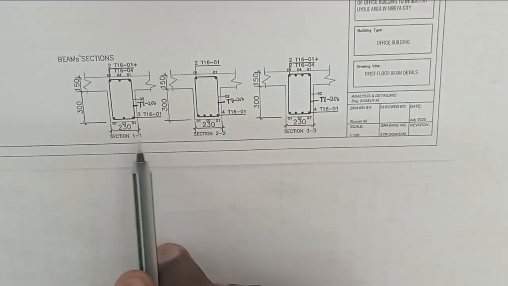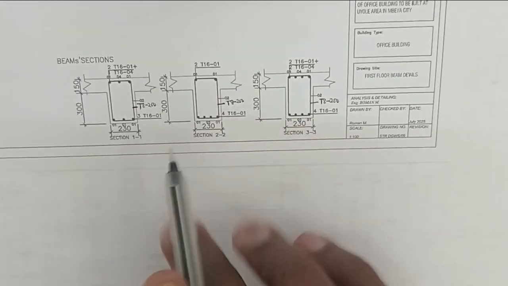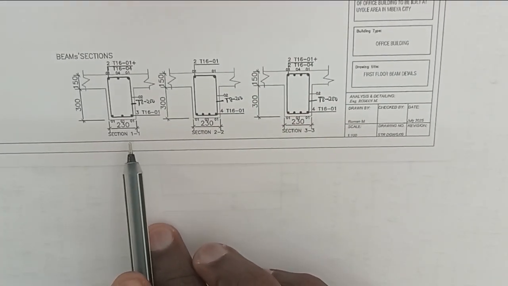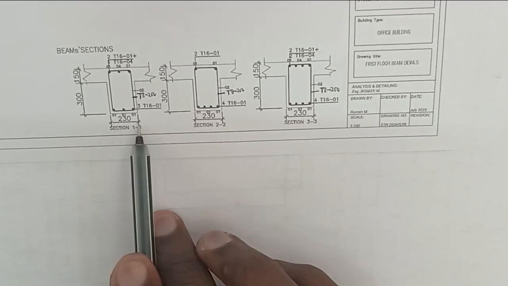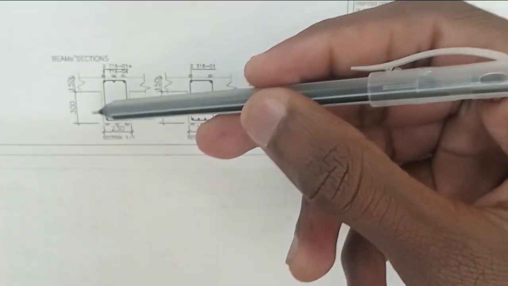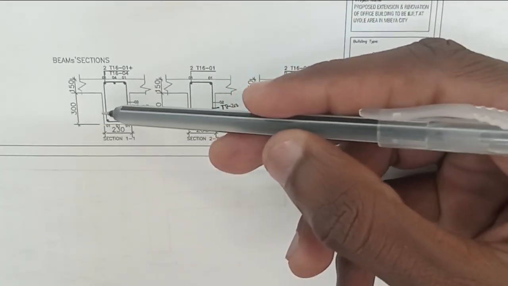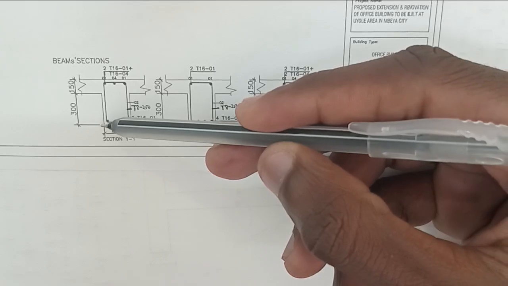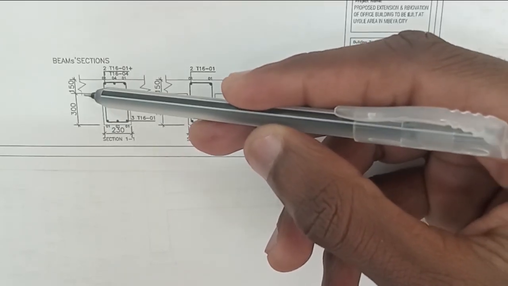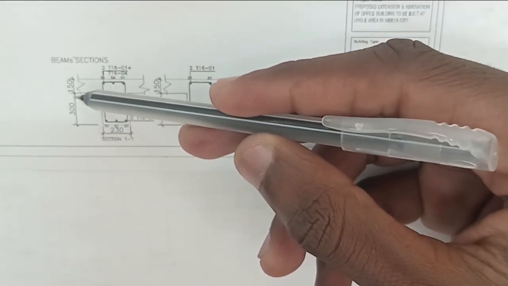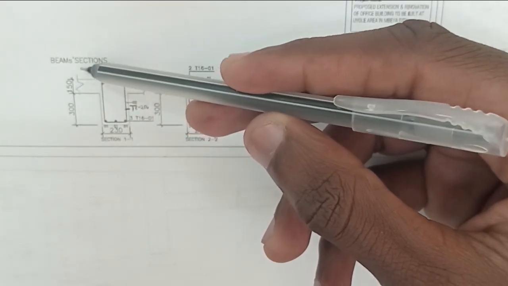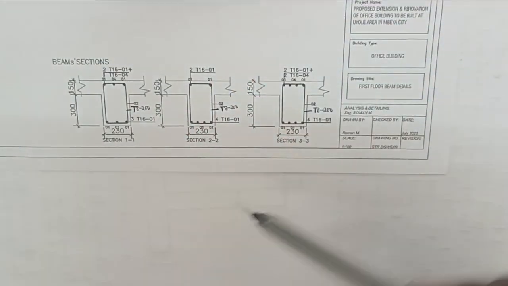Now let's start with section 1-1. Section 1-1 has a beam dimension of 230 millimeter, which is the width of the beam, and it has 300 millimeter, which is the depth of the beam, which starts from this point up to this point, and it has a slab thickness of 150 millimeter.